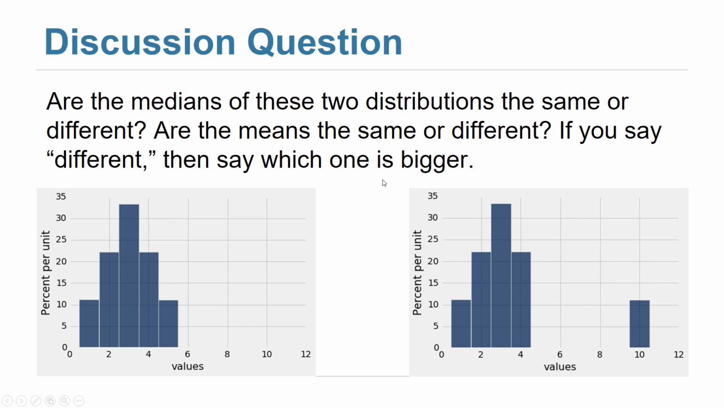Now the first question is, are the medians of these two distributions the same or different? So what is the median value of a list of values? It is the halfway point, the point where the number of values that are larger than it is the same as the number of values that are below it. So the medians here will not change. It will be the same.